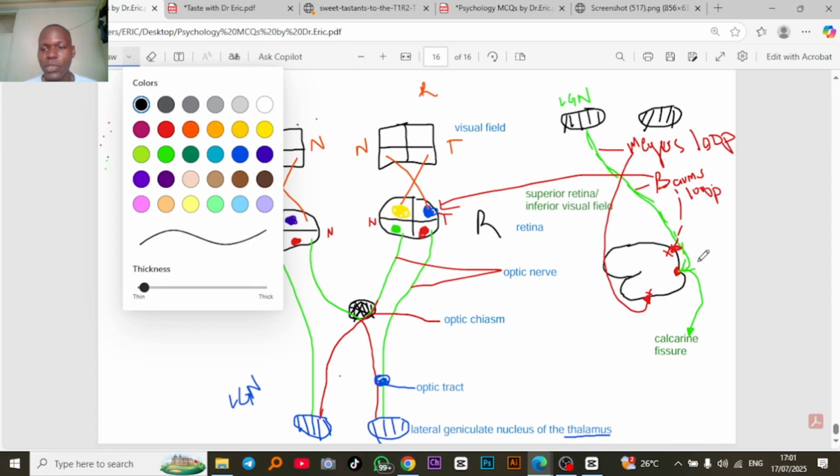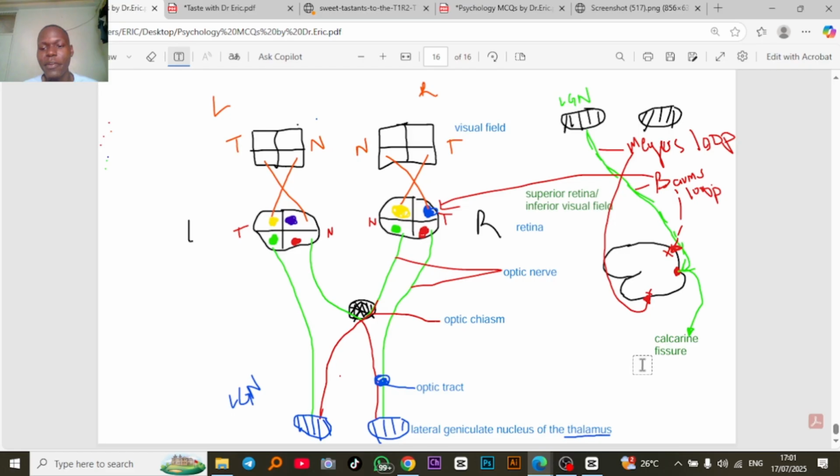So from here, we shall look at another. So this is the primary visual cortex. Right here is where we have the primary visual cortex in the occipital lobe. However, we shall have information moving to the secondary, or call them association cortices. The secondary association cortices are mainly found in two areas.